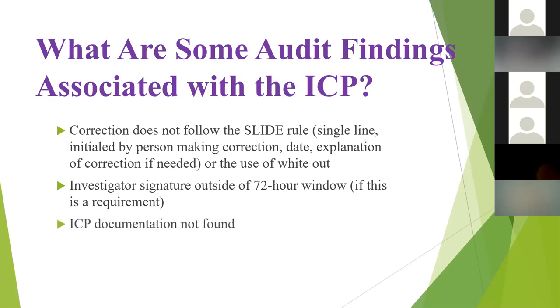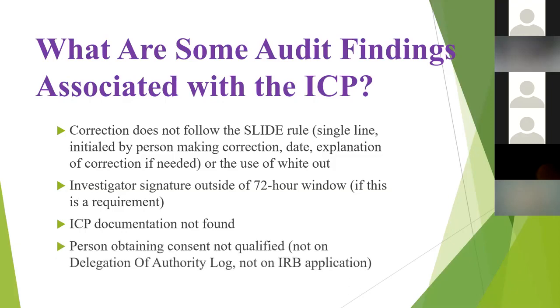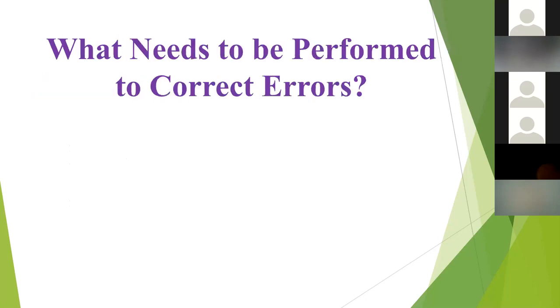The documentation of how that informed consent process was done was not found, and the person obtaining the consent was not qualified. In other words, they were not listed on the delegation of authority log or not on the IRB application. Okay, next slide, please. So what do you need to do if this occurs?